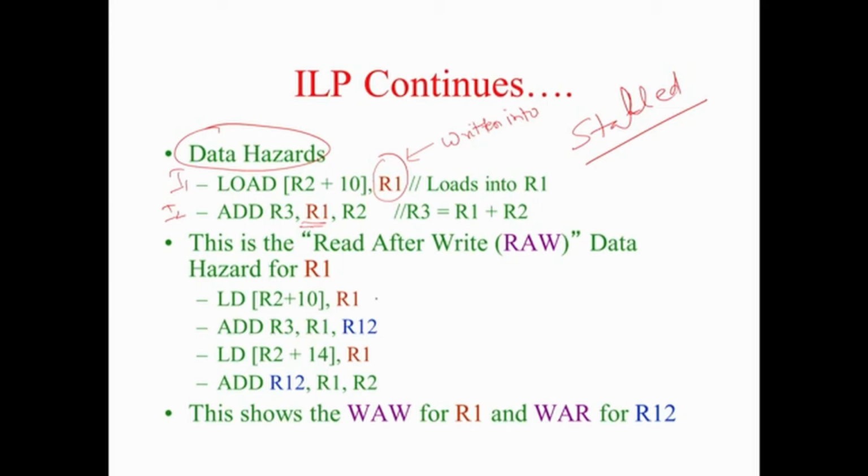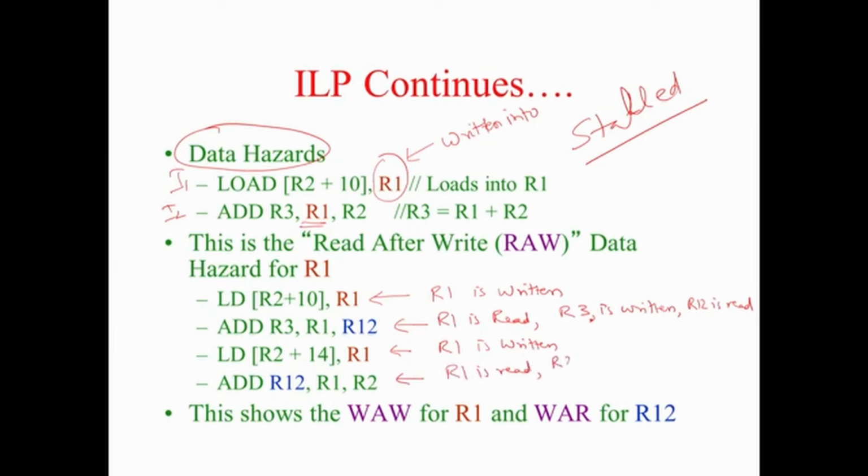Now, let us see what is happening here. Let us take the next example. R1 is written, R1 is read, R3 is written, R12 is read. Okay, 3 things. R1 is read, R3 is written and R12 is read. Here again R1 is written. Here again R1 is read, R2 is read, R12 is written. Okay. You are seeing this.